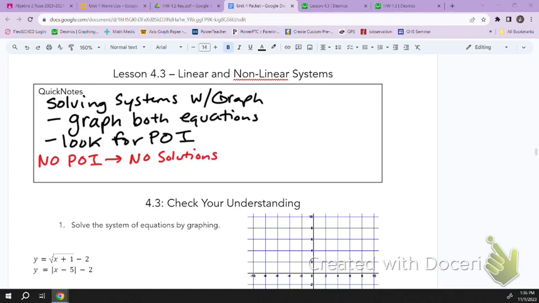What if the graphs are the same? What if I graph it and they're on top of each other? Then it's many solutions, infinite solutions. Good. We're tying it back to earlier this year.